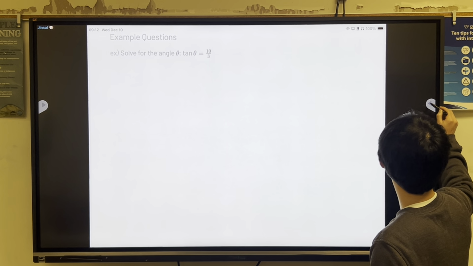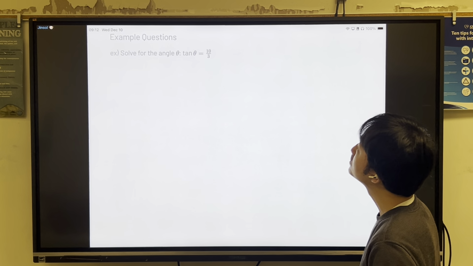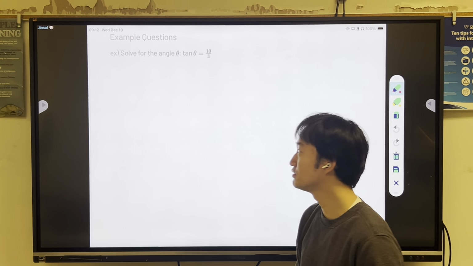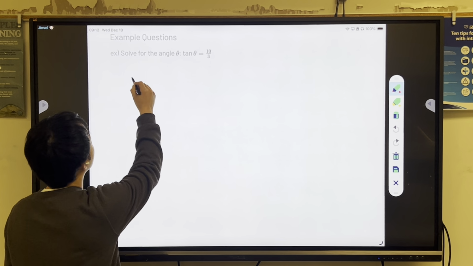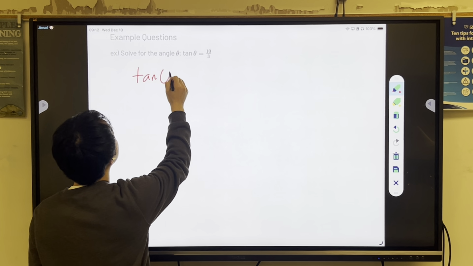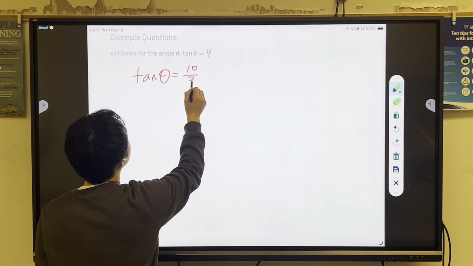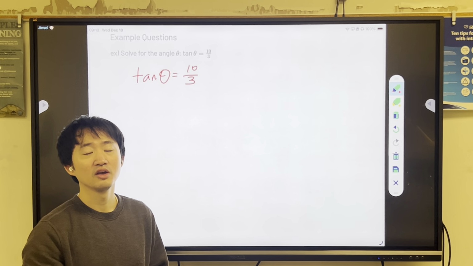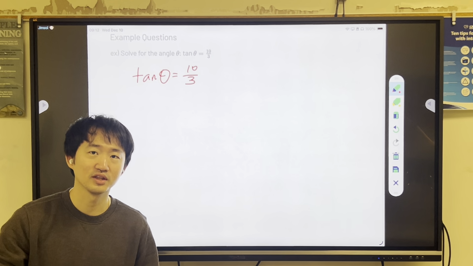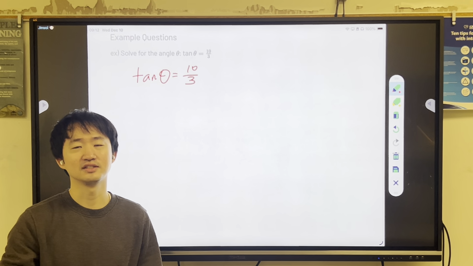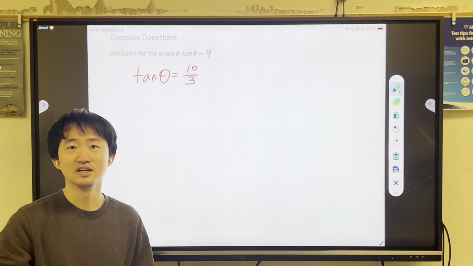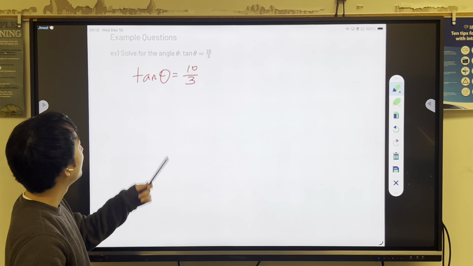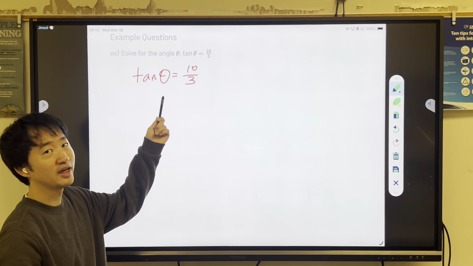Let's try the first question. Solve for the angle. Tangent of theta is equal to 10 over 3. So this equation is a very simple equation. Let me write down the question first. Unlike the previous types of equations that we've been dealing with, we cannot isolate the variable using the operations that we know of. We can't multiply, we can't divide, we can't plus or minus or square root and whatnot.